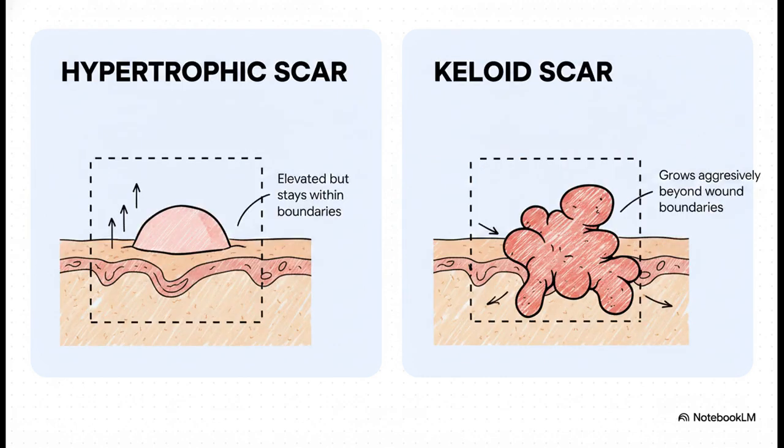Of course, healing doesn't always go to plan, and it is absolutely critical to know the difference between these two types of problem scars. A hypertrophic scar, yeah, it's raised, but it stays within the lines of the original wound. A keloid, on the other hand, is way more aggressive. It grows well beyond the boundaries of the initial injury.